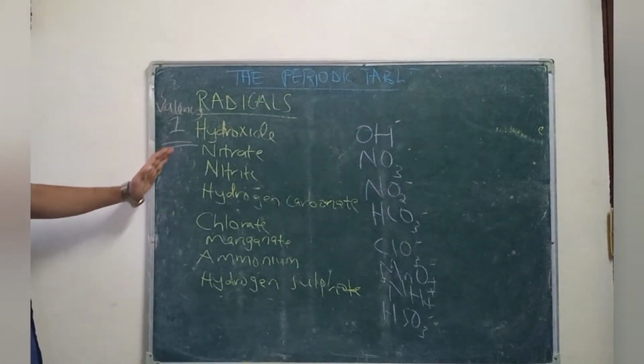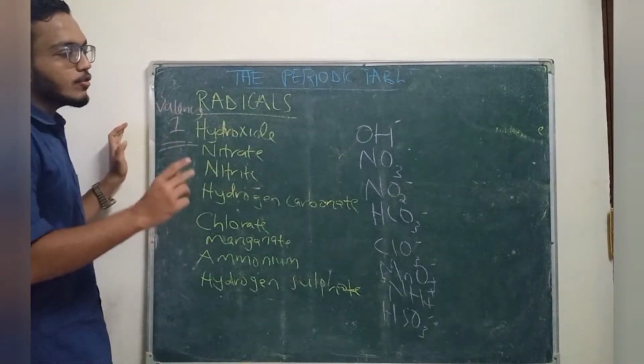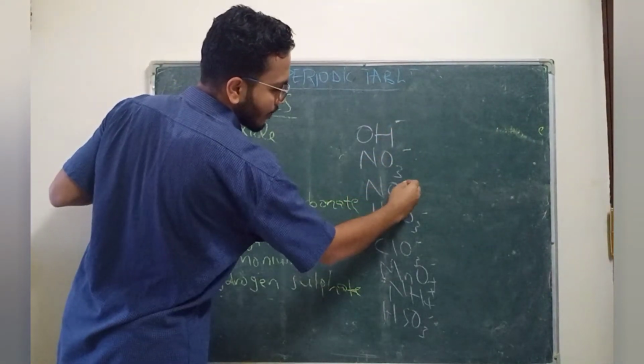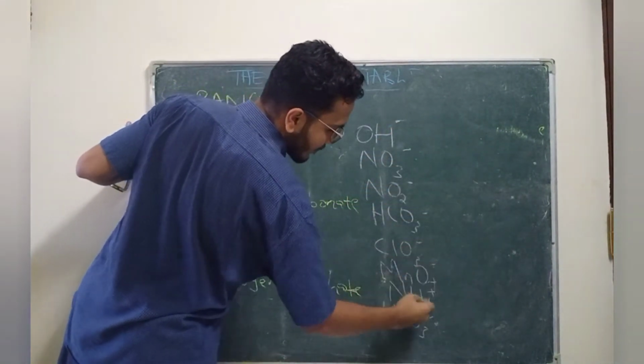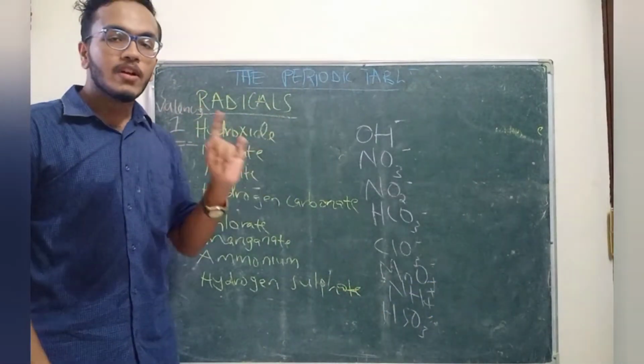Now, what is the common thing in all these radicals? As you can see, the charges are -1, -1, -1, -1, -1, -1, +1 and -1. So they all have a valency of 1.